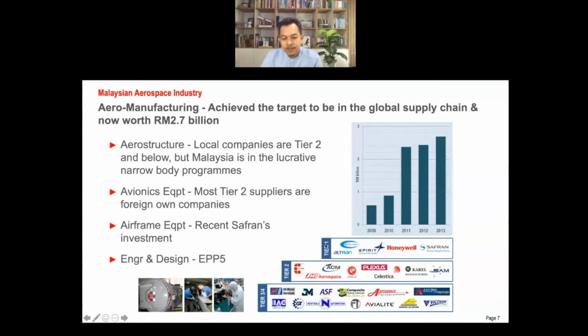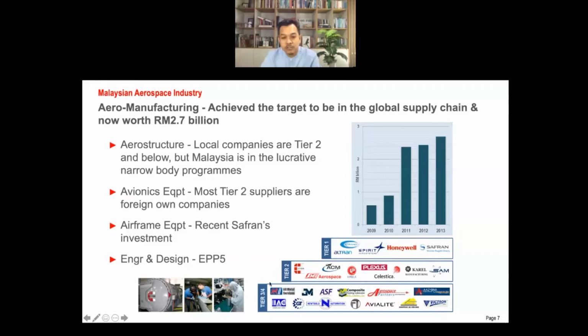Okay, so these are just small examples of tier 1 companies related to aero manufacturing. We have Altran, we have Trend, we have Spirit AeroSystems in Subang, we have Honeywell in Penang, we have Safran, Messier-Bugatti-Dowty. This is near Nilai. And tier 2 companies like CTRM, who are doing composite parts for the wing. And then we have SME Aerospace, ACM in Bukit Kayu Hitam, UPK Aerospace, Plexus, Celestica, and SAM Aerospace in Penang as well.